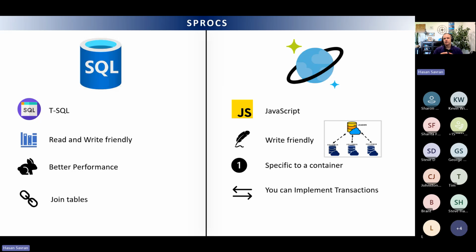But if you create a stored procedure which reads data in Cosmos DB, you are really forcing the leader to read data, and the leader is usually busy doing other stuff. So it's really not a good practice to read data with stored procedures in Cosmos DB. They are specific to one container, so you cannot join different containers. If you create a stored procedure for the orders container, all you can access is the orders container. You cannot do anything with other containers. You can also implement transactions by using stored procedures in Cosmos DB.